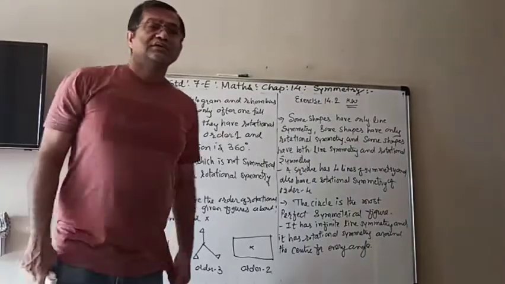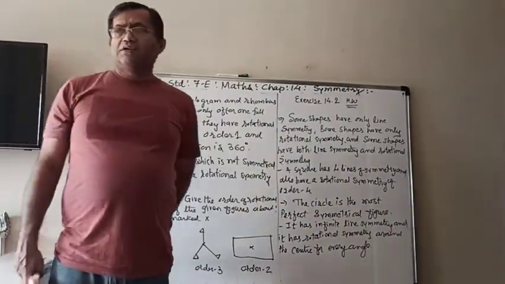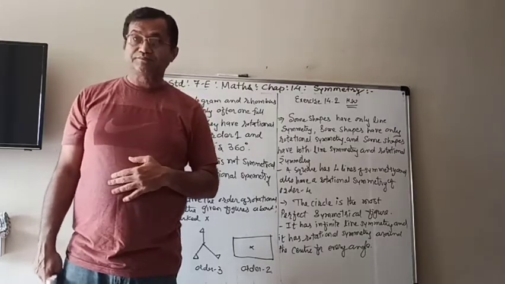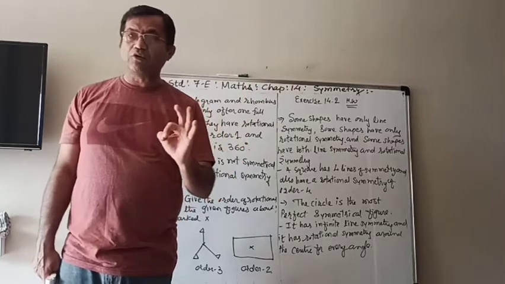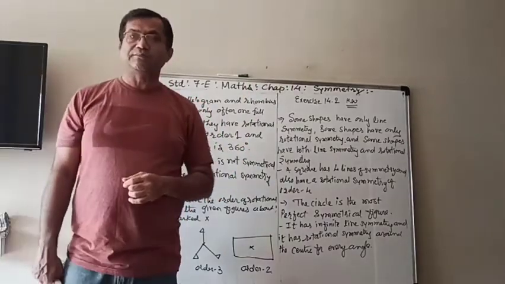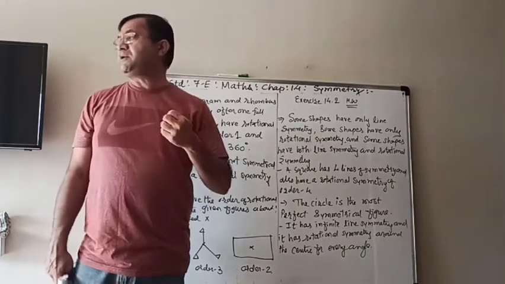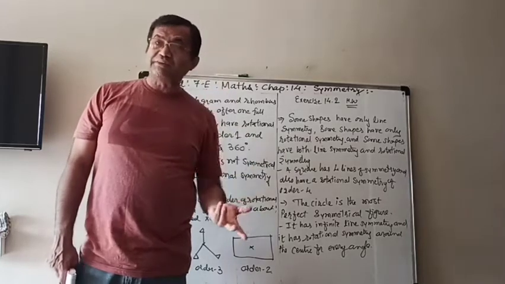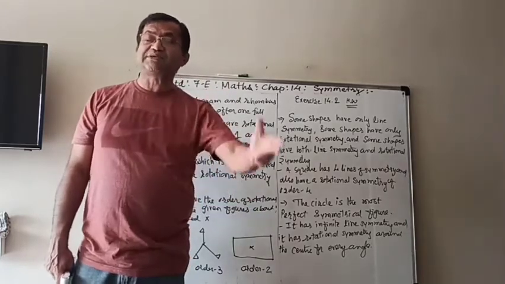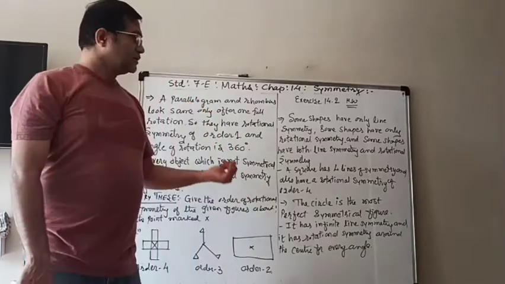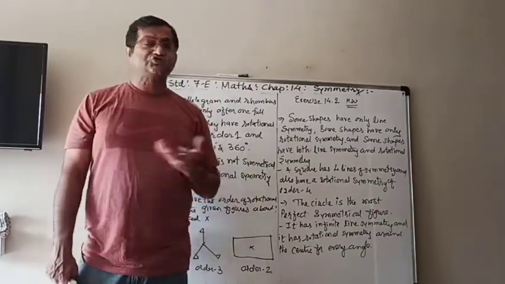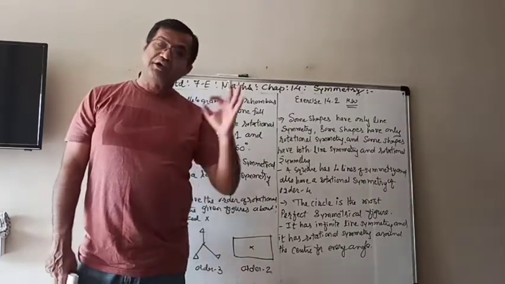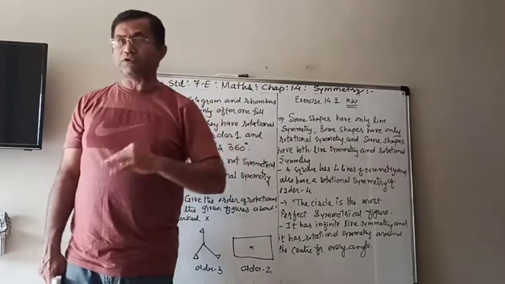Now we saw that some of the figures only have line symmetry. Some of the figures will have only rotational symmetry. But some of the figures you will notice have line symmetry also and rotational symmetry also. Here, if you talk about the square, it has line symmetry. How many? 4. But it also has a rotational symmetry of order 4.